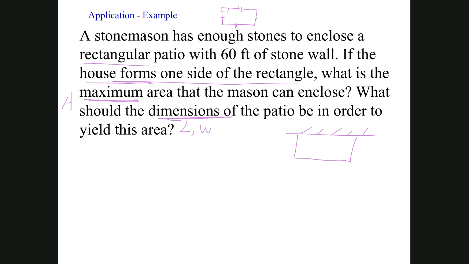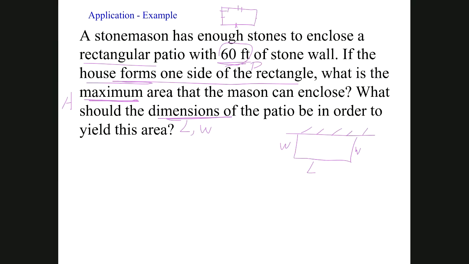So that means I will have to use the 60 feet of the stone to build the three sides, not four sides. So if I say this is L, this is W, this will also be W, right? And what does this 60 feet mean? 60 feet is the total length that you have. You can think of this as a perimeter, okay? Because you're going to use the 60 feet to build the three sides, not four sides.